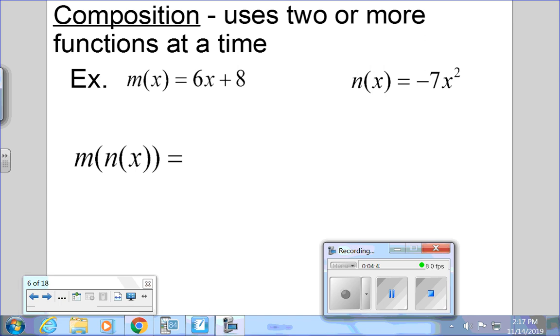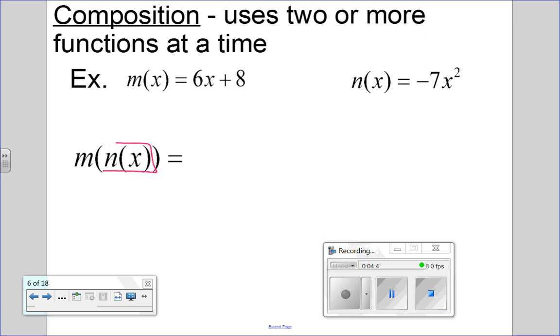Okay, so this is technically called function within a function. You're going to start on the inside, which is here, and you're going to take the whole entire function, n of x, put it in equation m. So I do this with circles. So I will circle my n of x, and I'll picture in my head picking that up, traveling over to equation m and sticking it right about here.